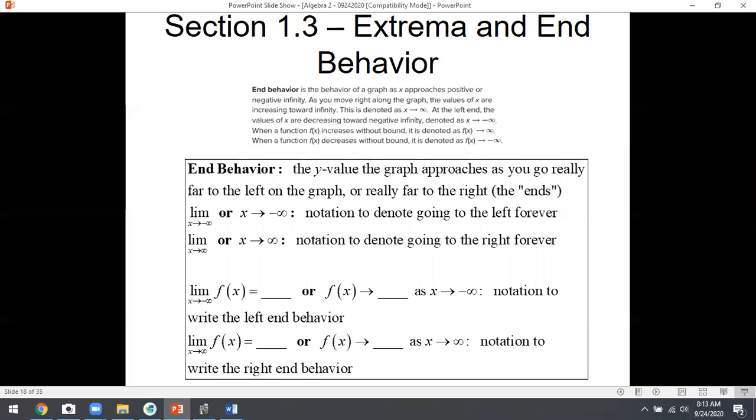All right, let's see. Let's do something 10 through 13. Pick a number 10 through 13. This is a good one.